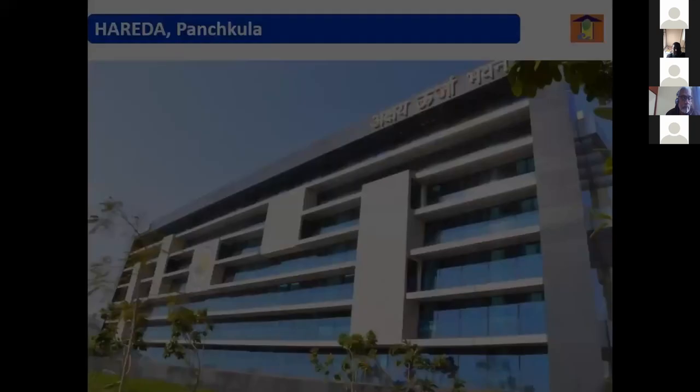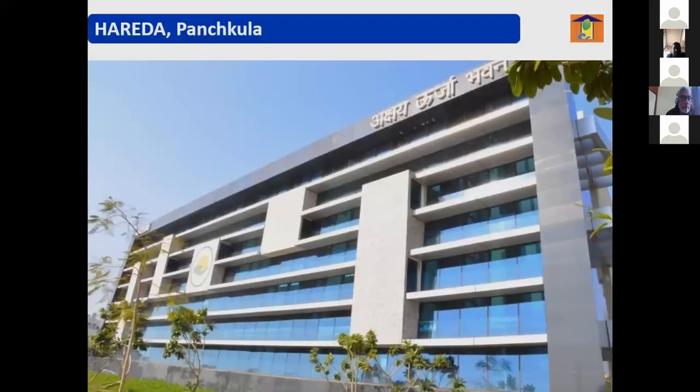Without going to videos, now we have some good examples, two or three good examples, and then we close. Very interesting project, Aksha Urja Bhavan. I'm hopeful that you are aware of this project. It's in Panchkula. It's a Hareda building, and one of the very interesting passive design buildings in modern times.